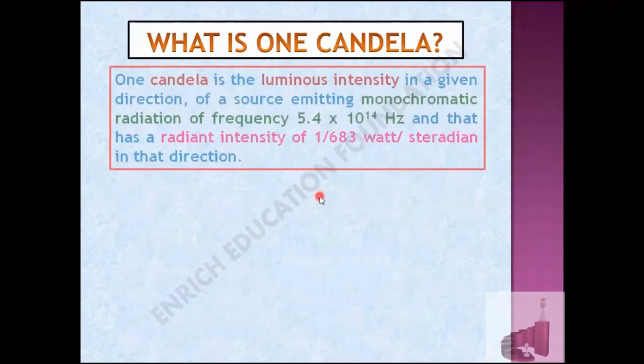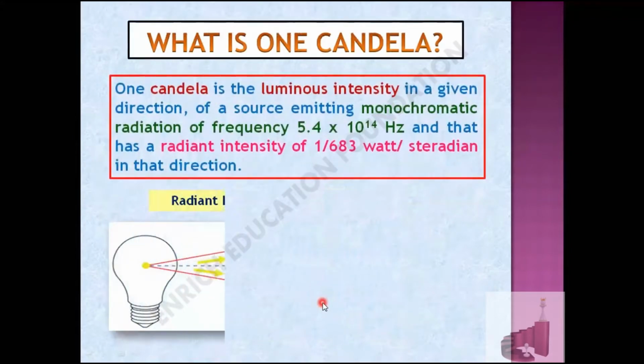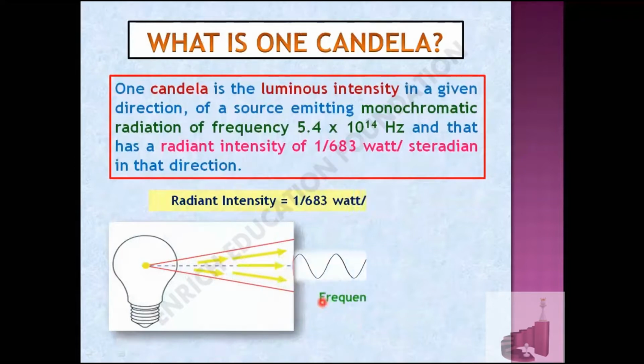Next is one candela. Candela is the unit of luminous intensity. Let us assume there is a source of radiation, a monochromatic radiation is given out, and this monochromatic radiation is found to have a frequency of about 5.4 × 10^14 hertz, and the amount of intensity that comes out in that particular direction is found to be 1/683 watt per steradian. Now this intensity is called one candela.